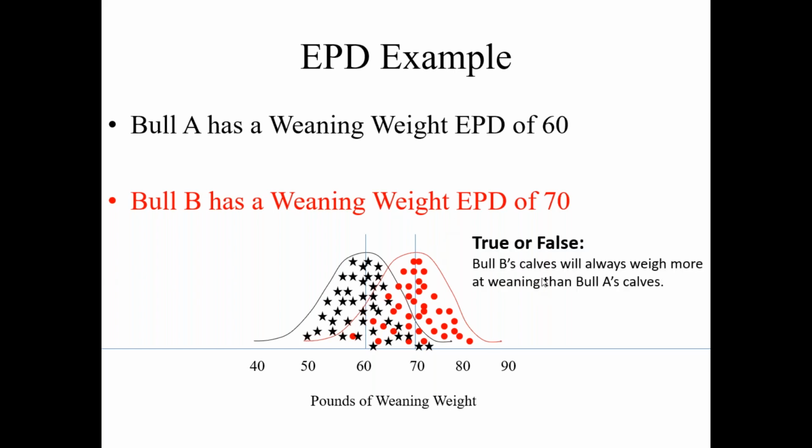And so I guess to answer our own question here, true or false, both B's calves will always weigh more at weaning than both A's calves. And I hope you can see from this graph that that's not always the case.